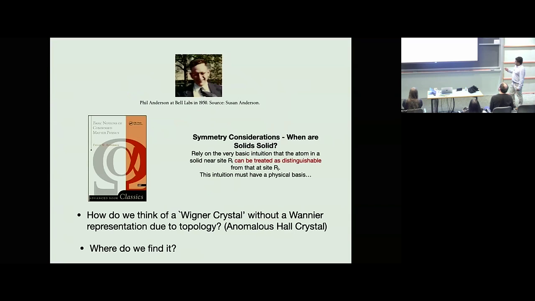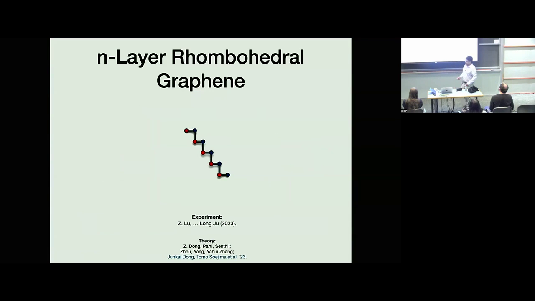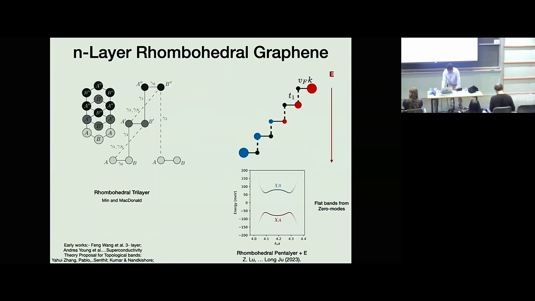And so I think you don't really need this sort of very extreme picture of a crystal. Okay, but maybe a more practical question is, where do you find it? Okay, can you actually create conditions where you can realize this state of matter? Okay, and so what prompted us was this very beautiful experiment by Long Ju, which we'll hear more about in the next talk. In these rhombohedral graphene structures, the N-layer rhombohedral graphene, there were three theory papers, one by Senthil's group, one by Yahui and collaborators, and one by us, which came out roughly at the same time. And I'll tell you why we think these ideas may be relevant to this setup.